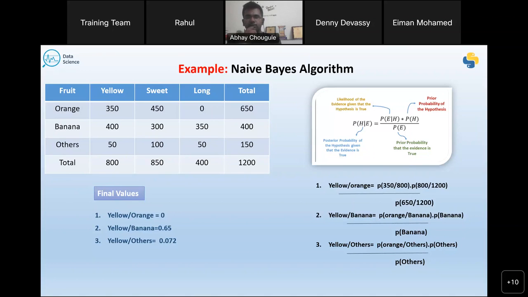Are you getting, Rahul? We are not passing this into the algorithm. Just for understanding purposes, I'm taking this example. Dependent variable, the prediction values, you can take fruit, and independent values, you can take yellow, sweet, and long.